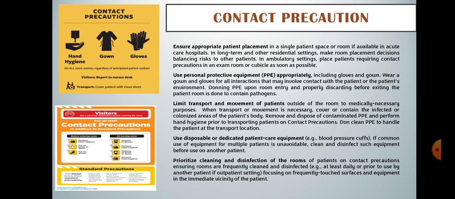Next is use disposable or dedicated patient care equipment. If common use of equipment for multiple patients is unavoidable, clean and disinfect such equipment before use on another patient. Next is prioritize cleaning and disinfection of the rooms of patients on contact precautions, ensuring rooms are frequently cleaned and disinfected. This is daily, or prior to use by another patient if in an outpatient setting, focusing on frequently touched surfaces and equipment in the immediate vicinity of the patient.